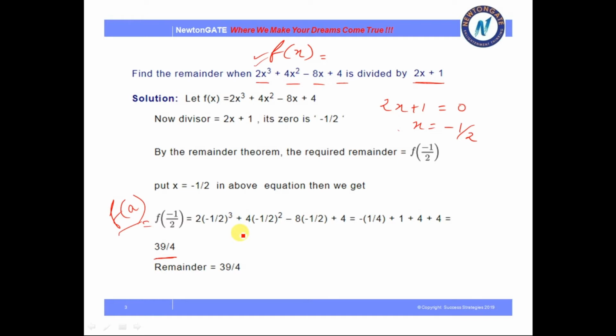Okay, I hope the remainder theorem was clear and its application was also clear, that we need to find a remainder when we have a polynomial and we have a divisor. Now the next theorem is the factor theorem.